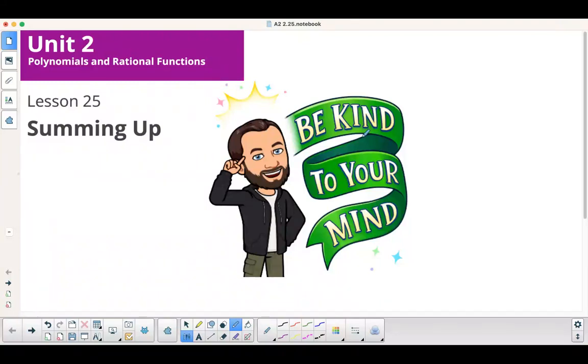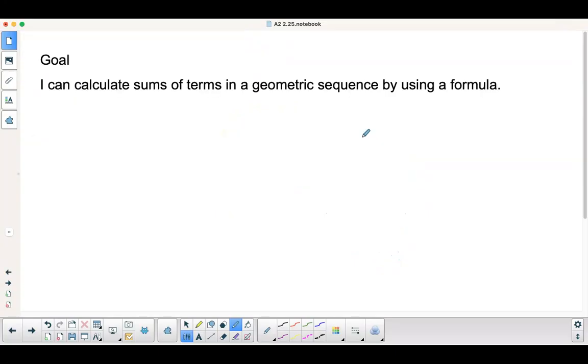Okay, Illustrative Math, Unit 2, Lesson 25 is called Summing Up. When I say sum, I mean addition. All right, so the goal: I can calculate the sums of the terms in a geometric sequence by using a formula. So, geometric sequence, it's been a while since you've done that, but I'm going to give you a geometric sequence here.